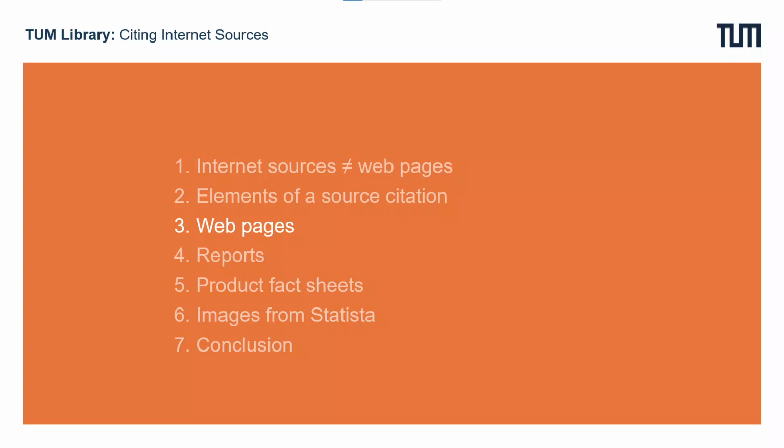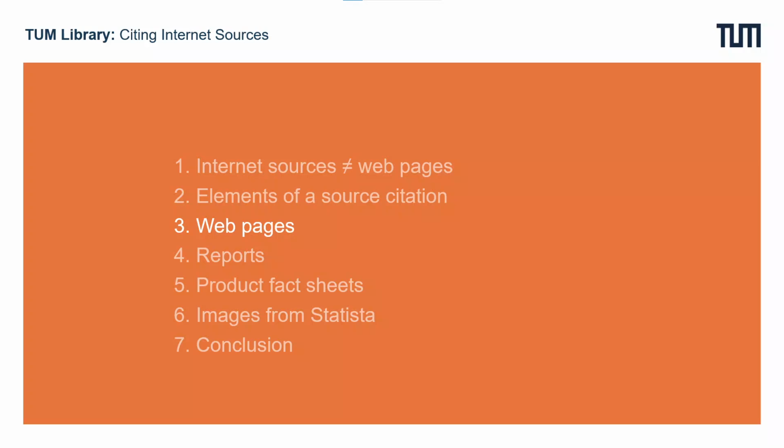So let's have a look at some examples. And we start with web pages. The biggest problem when citing internet sources, and especially when citing web pages, is often to find these 4 pieces of information. So that's what we are going to train here in this video, to find the 4 different pieces of information, the answers to the 4 W questions.